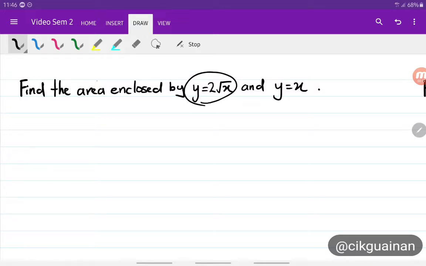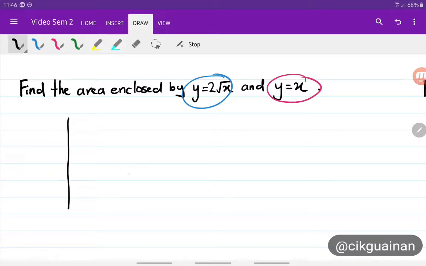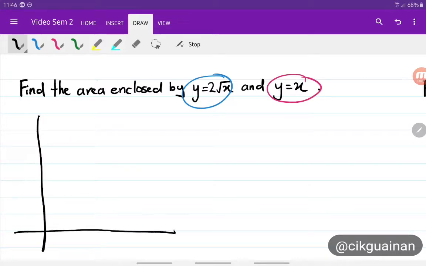So this one is a surd function, and this one is just a straight line. Why don't we sketch them over here? I think something like that.